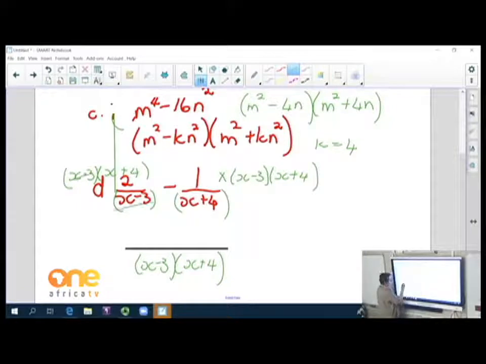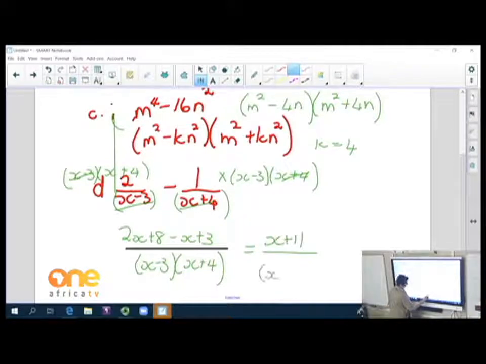And cancel. So then you have 2x plus 8. Cancel here. Look at this one, minus x plus 3. Look at the signs there. So it is then x plus 11 over x minus 3, x plus 4. Very nice revision exercises that we have then here.